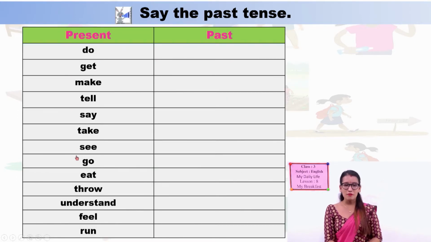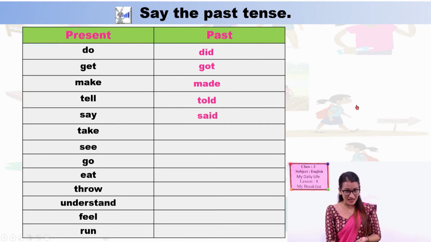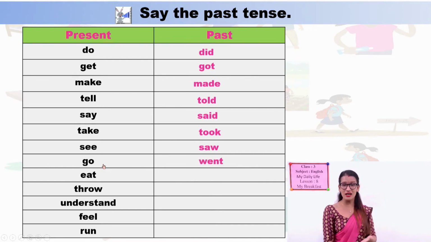Okay. These are the present tense words. Can you change it into past? Do. I do today. I did yesterday. I get today. I got yesterday. Yes. I make today. I make today. I made yesterday. Good. I tell today. I told yesterday. Say. Said. Take. Took. See. Saw. Go. Today I go to mama ghar. Yesterday I went to mama ghar. Yes. Today I eat. Yesterday I ate.